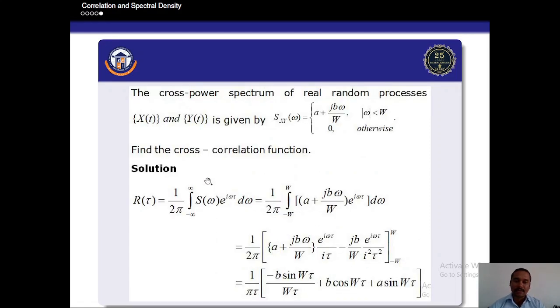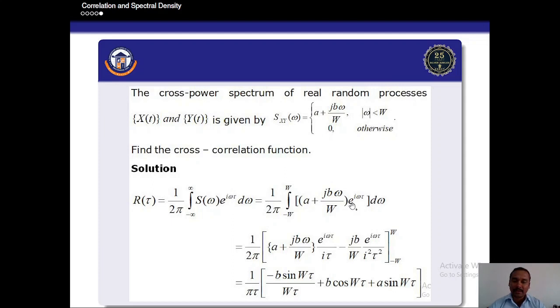So this is the required power spectrum of the process. This is the evaluation of cross correlation function from the cross power spectrum. So the given function is the cross power spectrum, and we have to calculate the value of the cross correlation function. So use the Wiener-Khinchin relation, that is R of tau, the cross correlation, equal to 1 divided by 2 pi, integral from minus infinity to plus infinity of S of omega e power i omega tau d omega. So replace the value here, the given function.